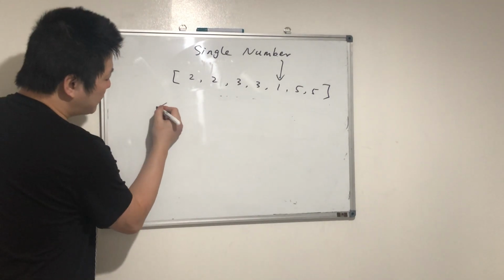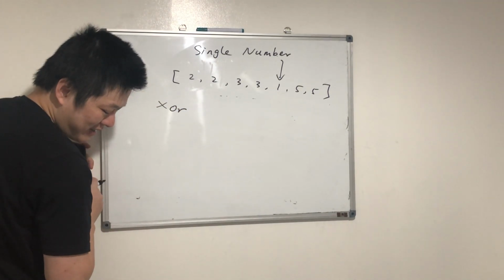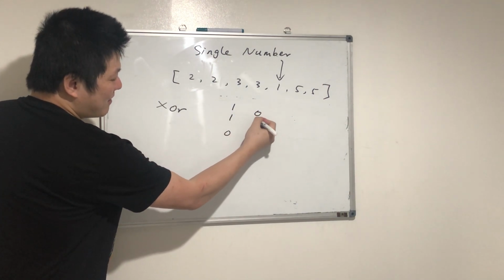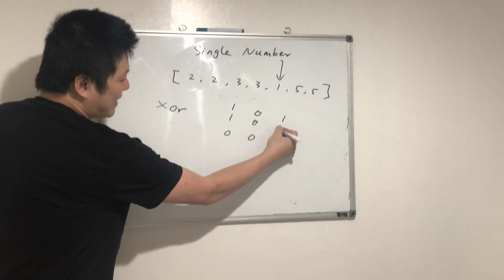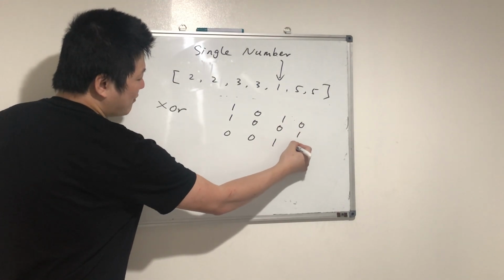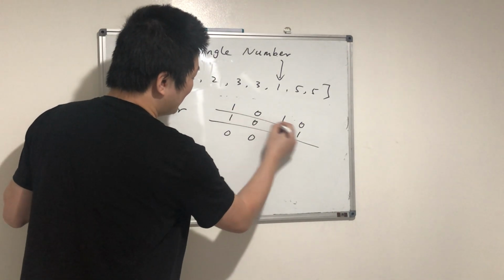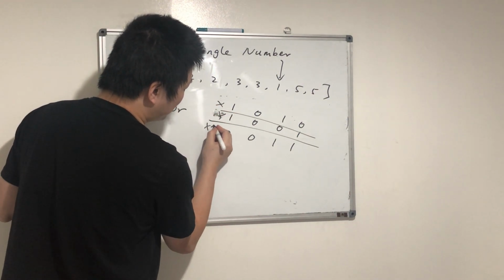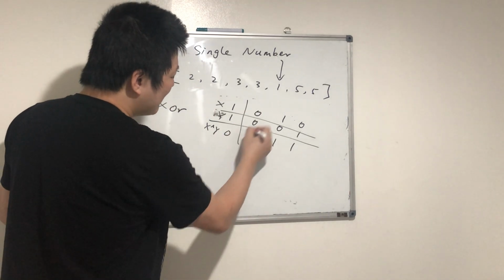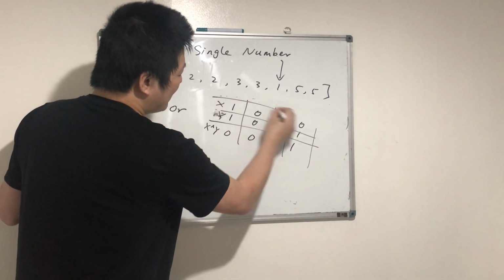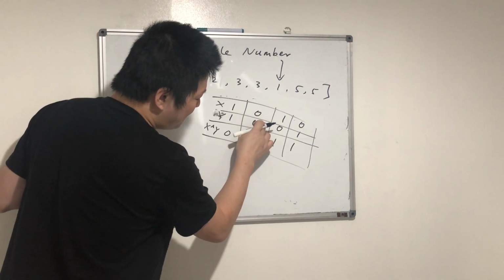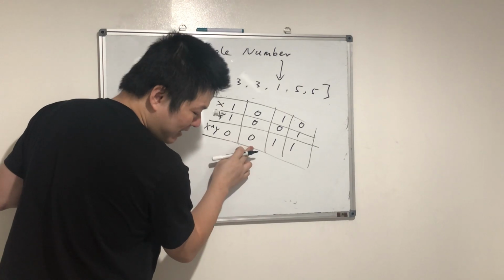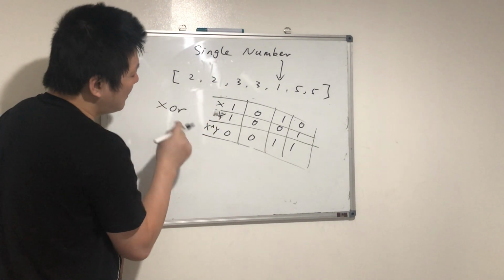How about we use the exclusive OR? Do you still remember this? 1 and 1 is 0. 0 and 0 is 0. 1 and 0 is 1. 0 and 1 is 1. Do you still remember? This is x exclusive-OR y. So if it's the same, it's 0. If it's different, it's 1.